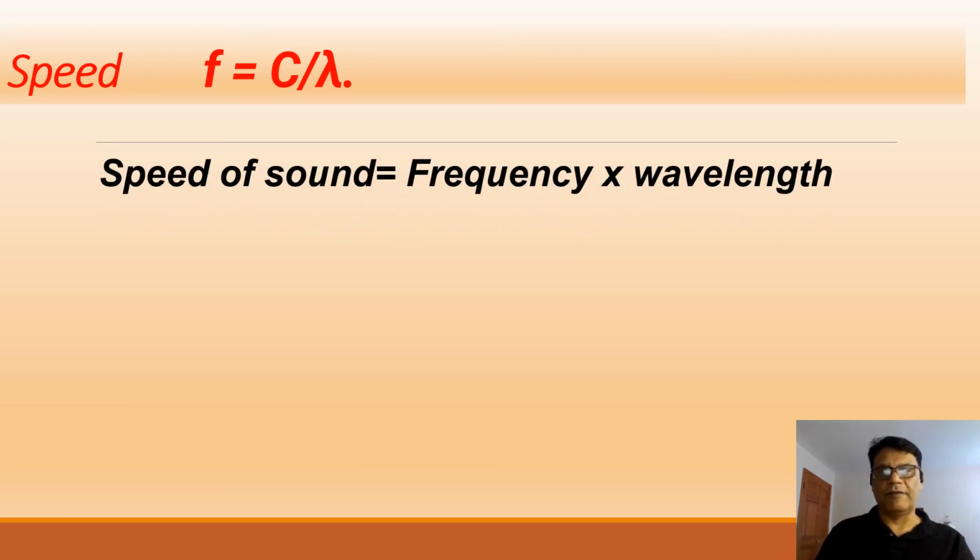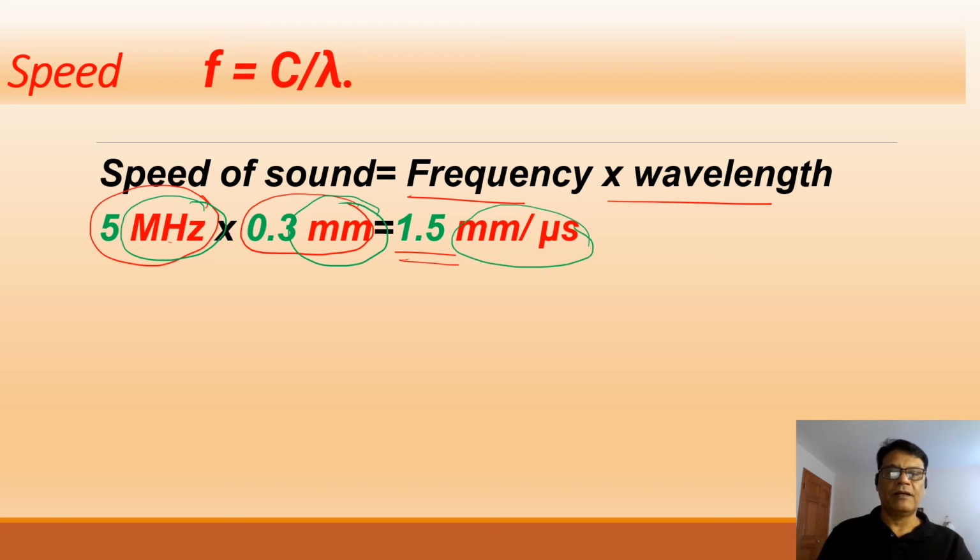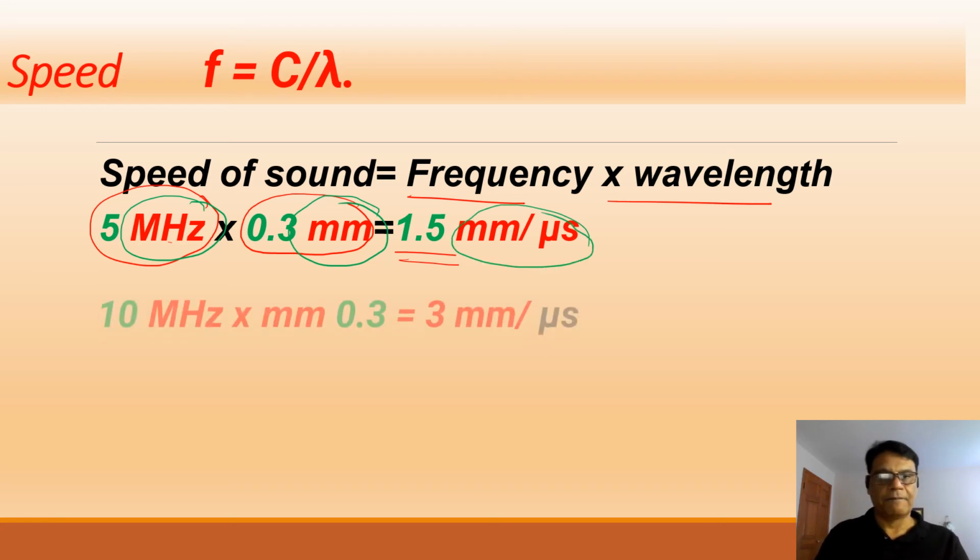We have already derived this formula: frequency into wavelength. For example, they give you the frequency of 5 megahertz and wavelength 3 millimeter and ask you to calculate the speed of sound. So you will multiply them and you will get the answer. And once again, remember these units: wavelength in millimeter, frequency in megahertz, and speed will be in millimeter per microsecond.